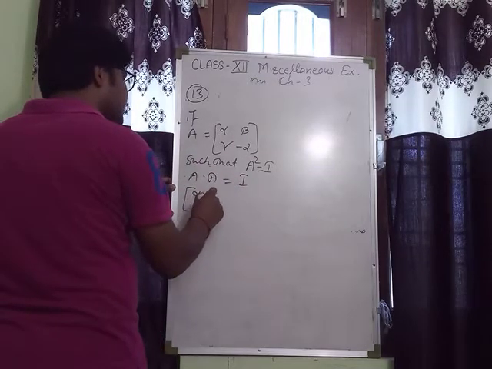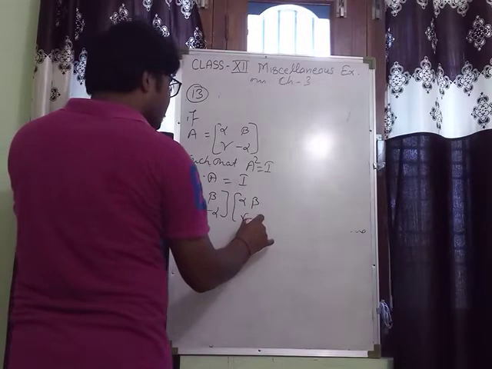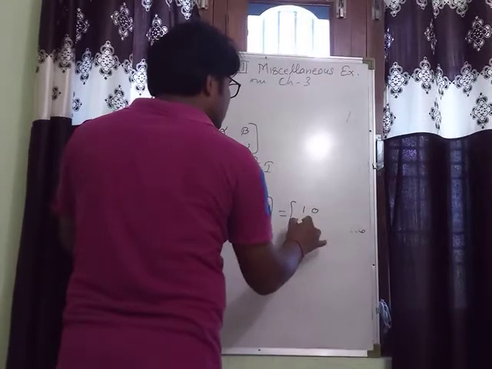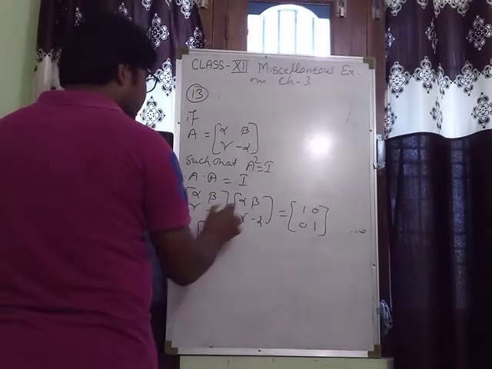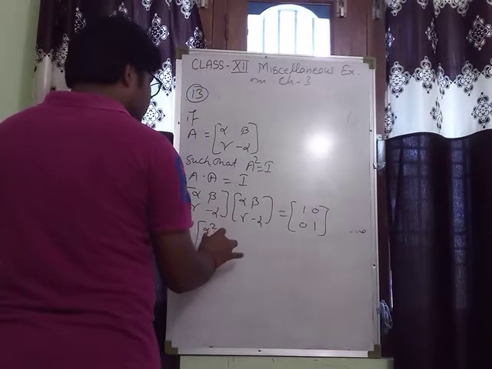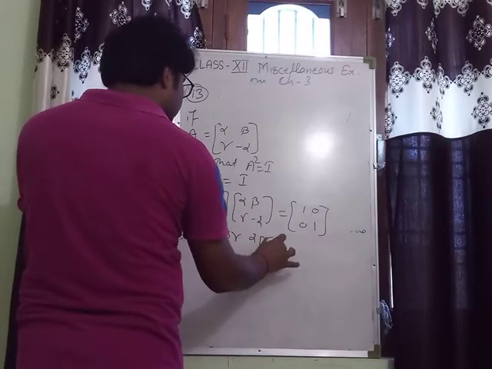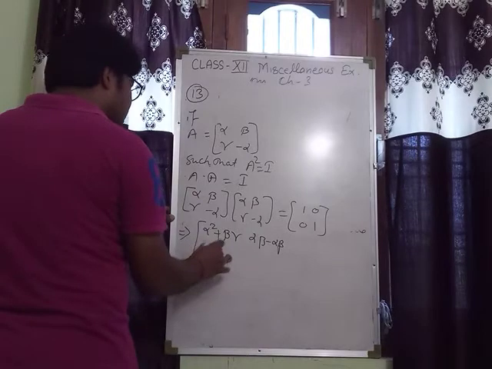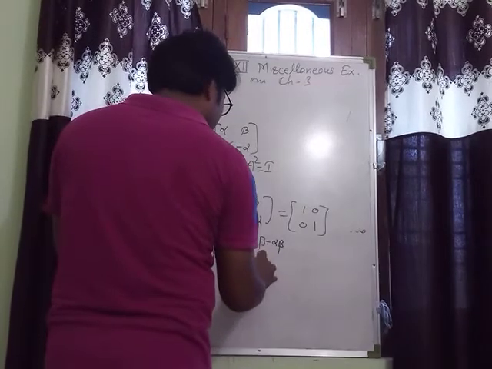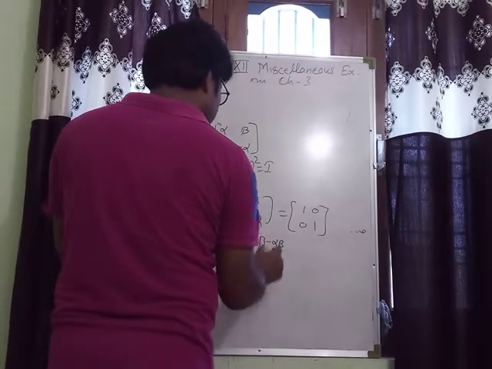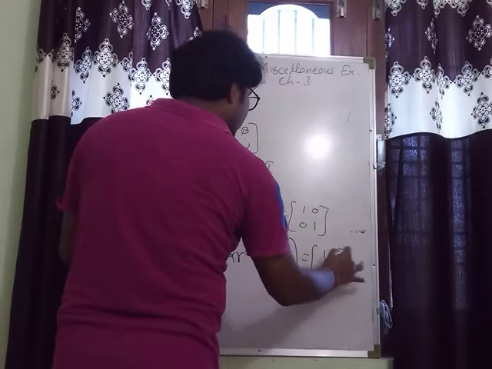So A is alpha, beta, gamma minus alpha. Again A is alpha, beta, gamma minus alpha. That is I, meaning 1 0 0 1. Multiply these two. We have first row first column, alpha into alpha, alpha square, beta into gamma plus beta gamma, alpha into beta, alpha beta, minus alpha beta, gamma into alpha, alpha gamma, minus alpha gamma, and gamma into beta, gamma beta, and minus minus plus alpha square is equal to 1 0 0 1.